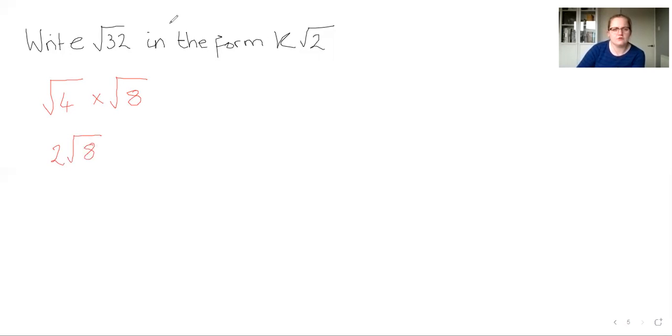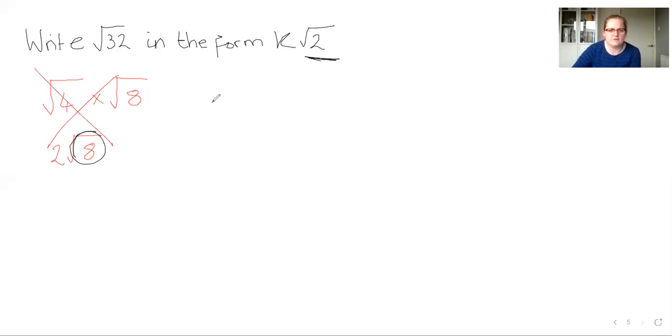But this can't be correct, because here we've got root 8, and in our question it's root 2. So this is not the correct answer. So it can't be 4. So what other square number fits into 32? Another square number that we can get into 32 is 16.